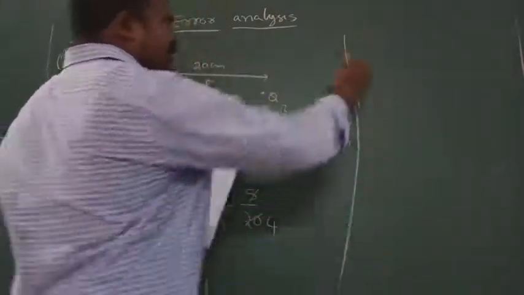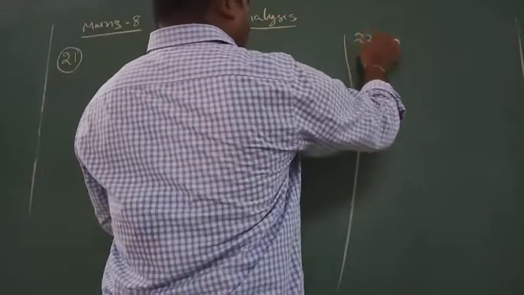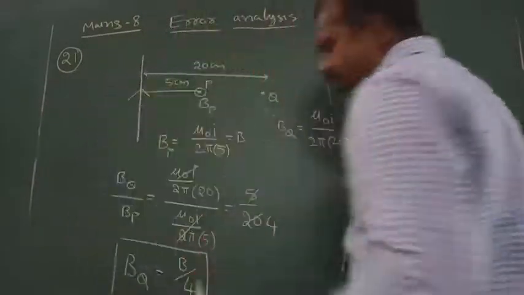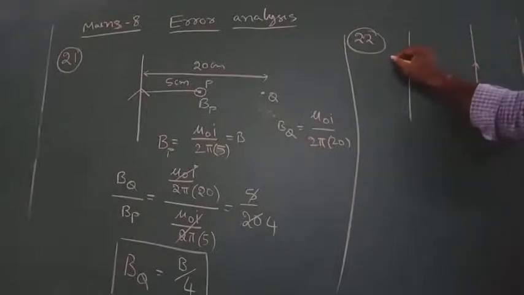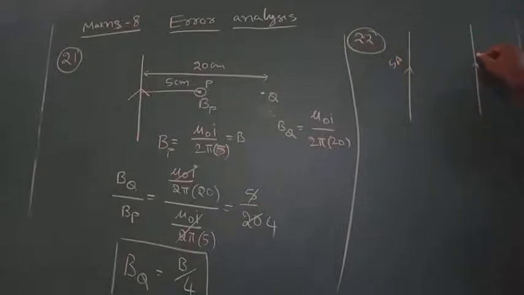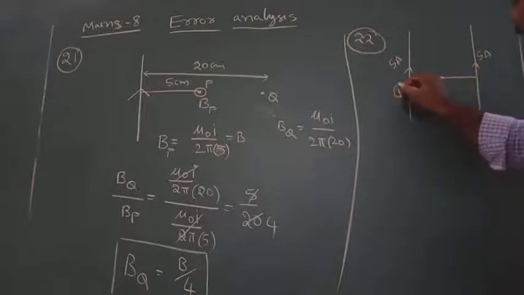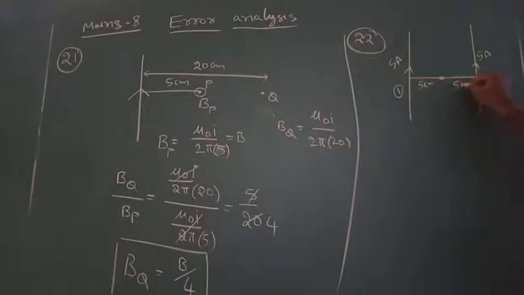See problem number 22. Now see here, there are two current carrying wires with the same current, 5 amperes each. Find the magnetic field at the midpoint. Midpoint means it is 5 centimeters from the first wire and 5 centimeters from the second wire.